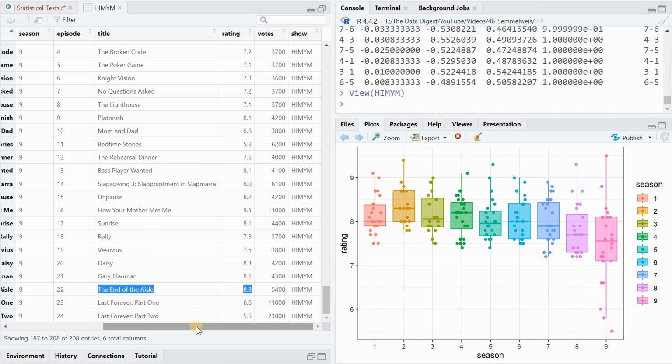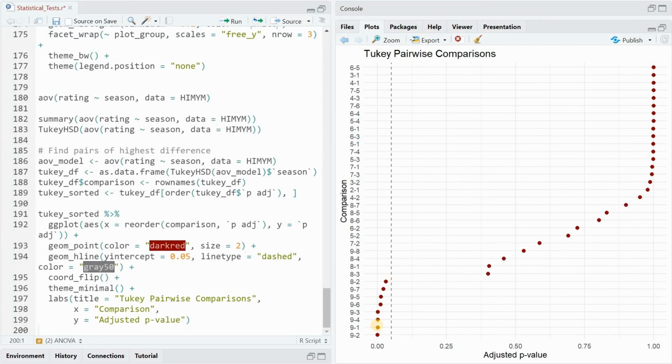And I will have a dedicated video where I go into more details of ANOVA, comparing the endings of several TV shows. You can also plot these differences and then see left of 0.05. These are the pairwise comparisons with adjusted p-value that's significant, and the rest is pretty equal.